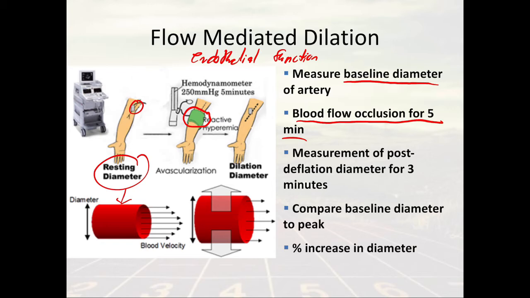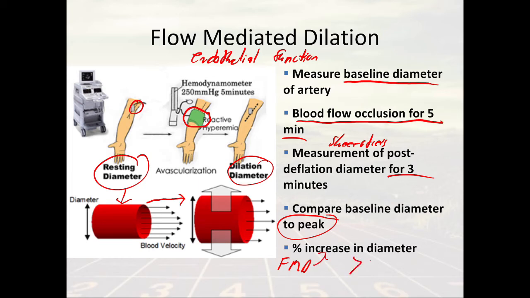Okay. After that 5 minutes, we release the cuff. The body tries to overreact and sends a bunch of blood down that artery, which creates a bunch of shear stress. And that shear stress causes maximal release of nitric oxide, maximal vasodilation. And we wait about 3 minutes, still measuring the artery, and we want to see the peak artery diameter, the dilation diameter. We compare the resting diameter to the dilation diameter, and the FMD number, flow-mediated dilation number, is just that percentage increase.